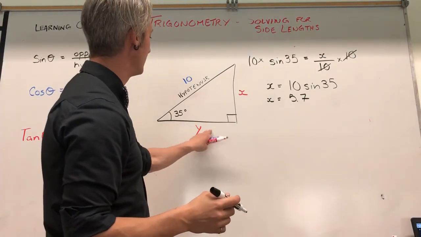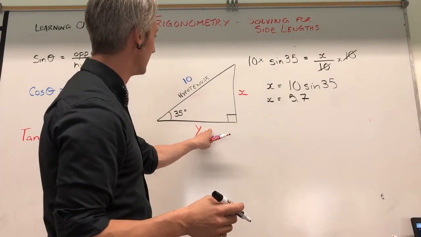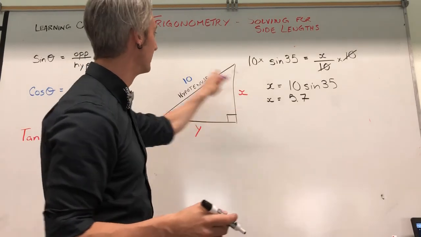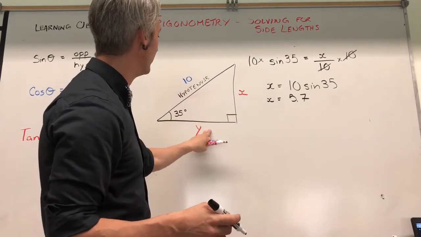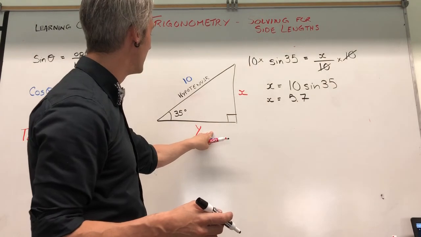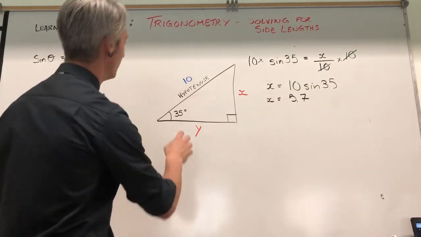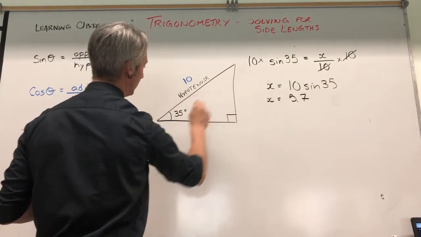And now say I wanted to solve for y here. Now that I've figured out x, I could use the Pythagorean theorem, but let's do it using our trigonometry. So say I didn't know this yet.